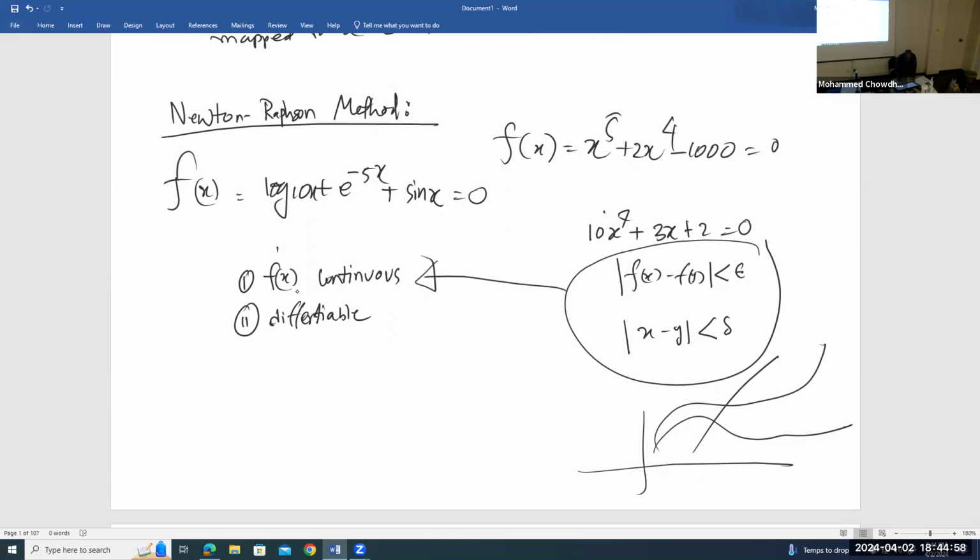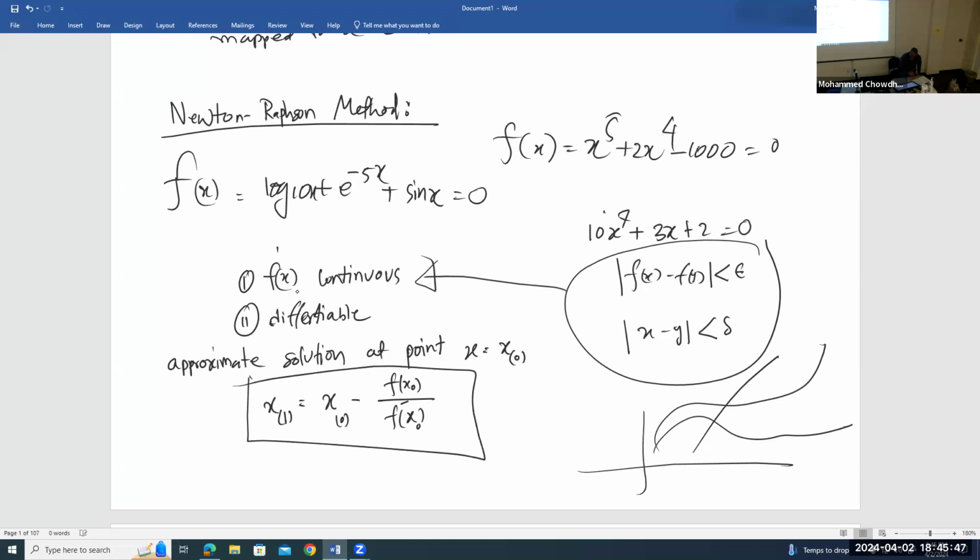the approximate solution of f(x) at point x equal to x0 is obtained as x1 equal to x0 minus f(x0) divided by f'(x0). This is the solution. This was mathematically proved by Newton and Raphson more than 400 years ago.